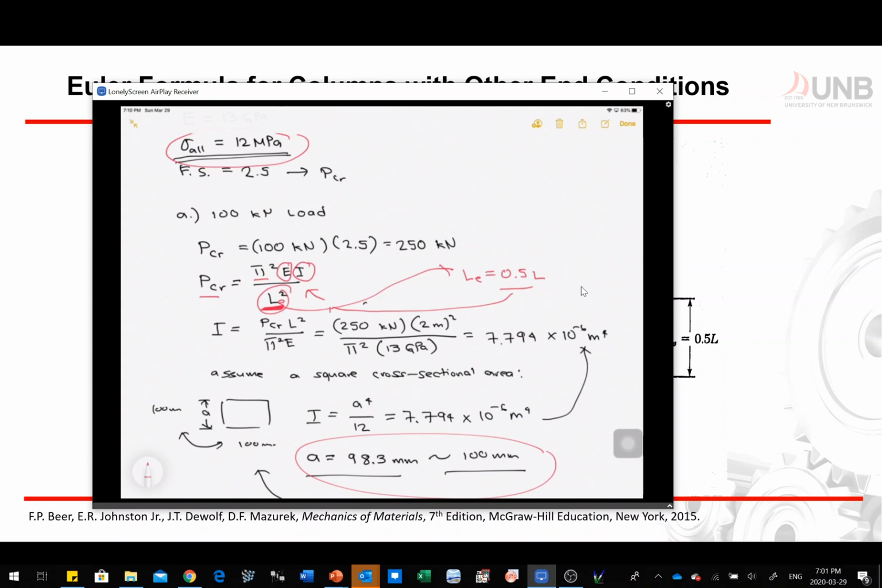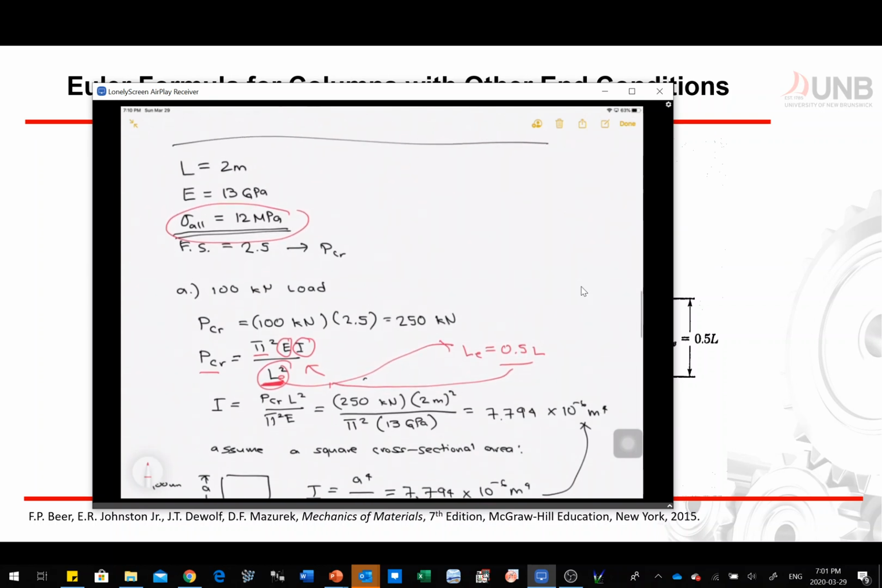Of course, if that's the case, probably it wouldn't fit the problem because you're given an allowable value. So in case you have a similar problem, you just have to change your L and you should be able to solve this problem. Now again, that's I think the introduction for columns. Our next discussion will be regarding eccentric loading and the secant formula.